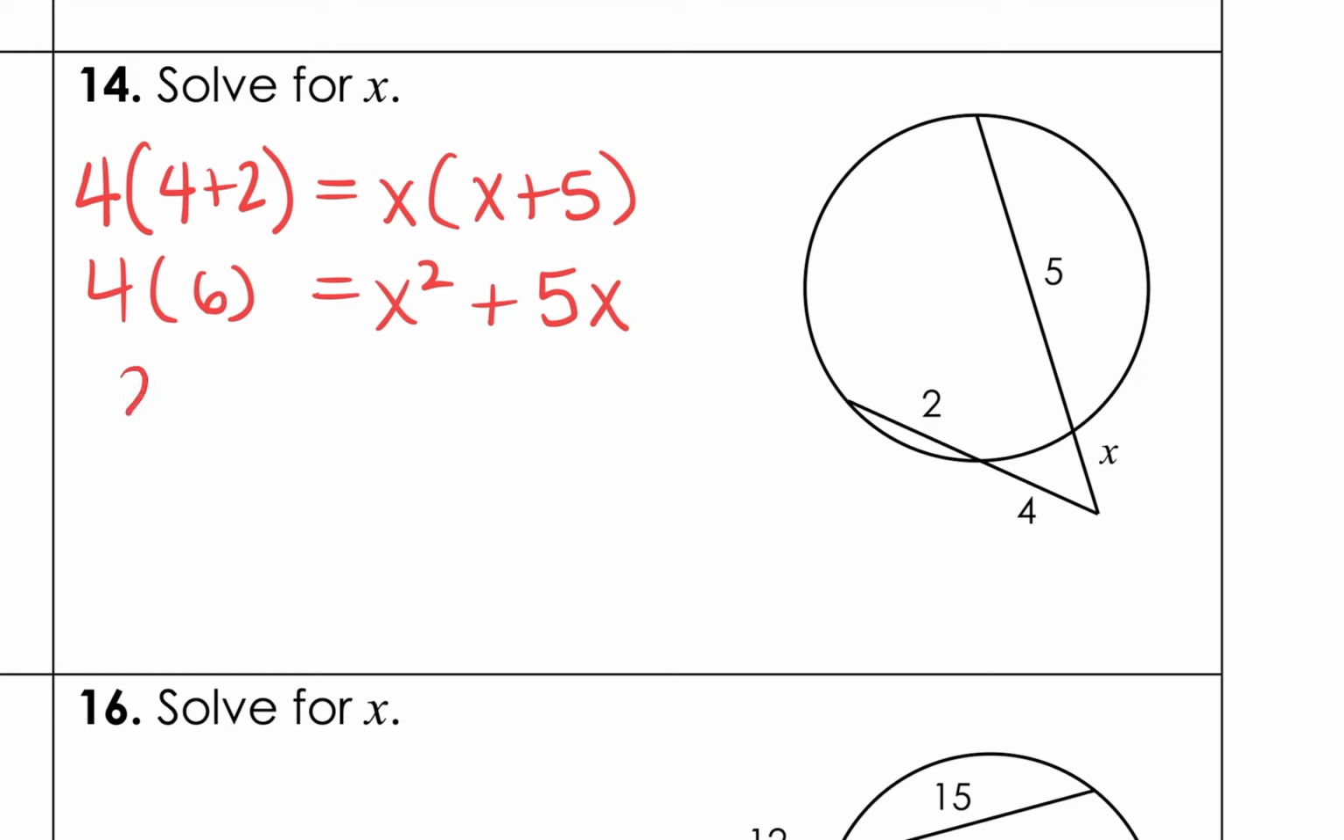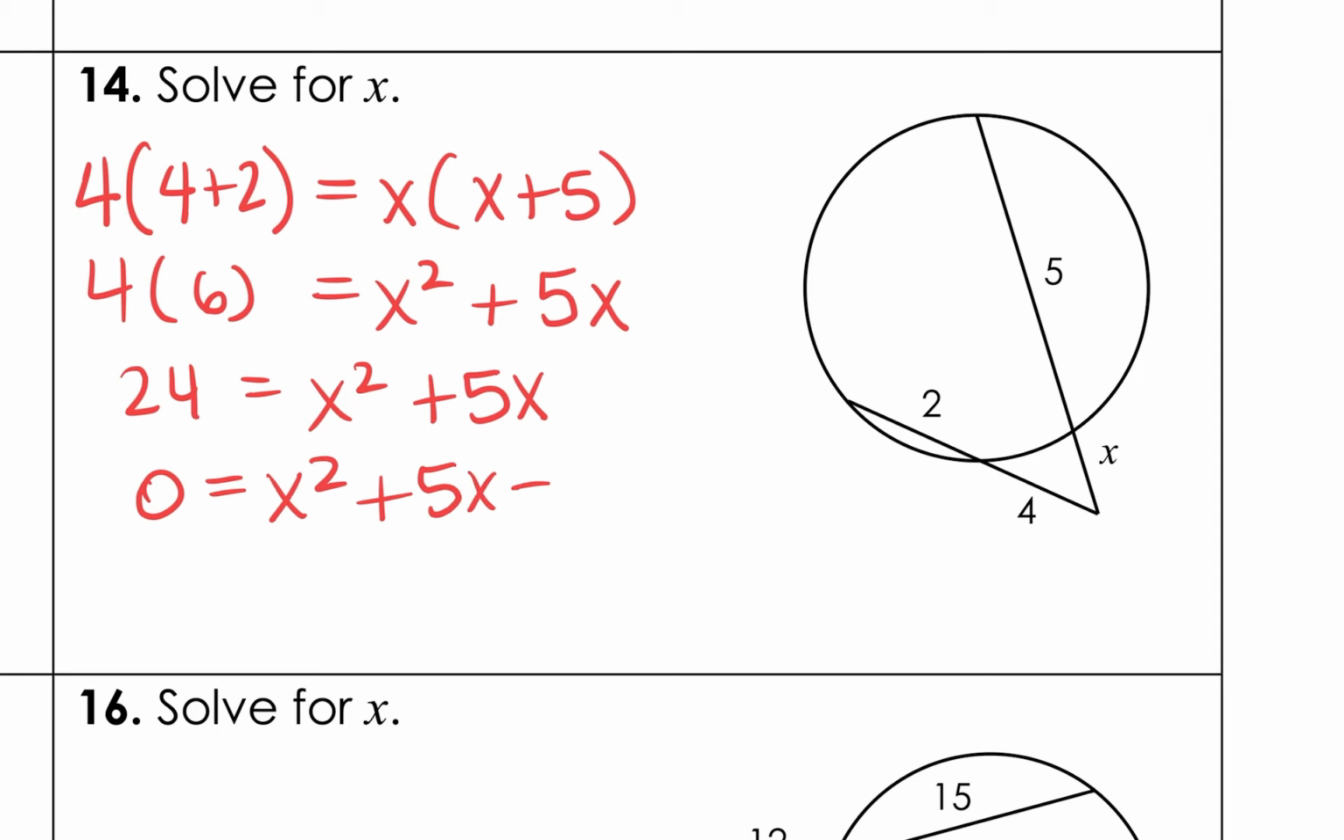We're going to get 24 here. 24 is equal to x squared plus 5x. Subtract 24 on both sides, so that way you have 0 is equal to x squared plus 5x minus 24.